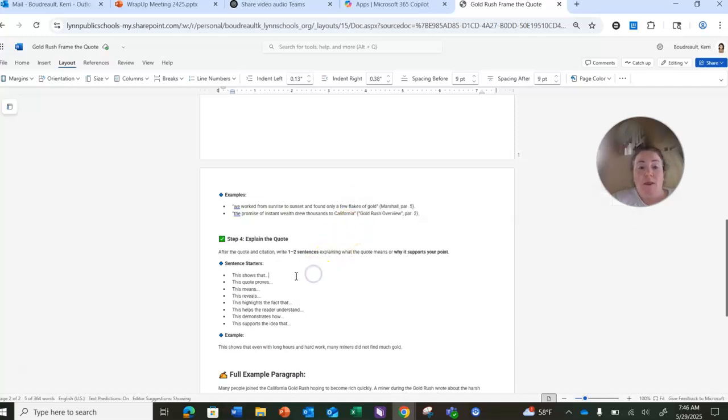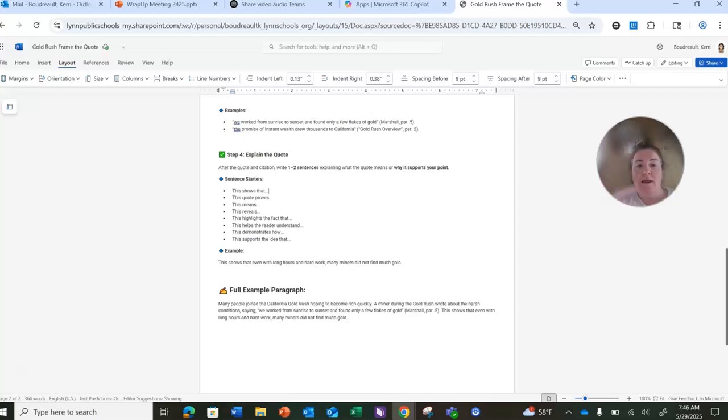Then you explain the quote, right? We use those sentence starters. This shows that, it proves, it highlights, it demonstrates, right? And then I put it all together. I have my topic sentence, I introduce it, and I make a full paragraph.